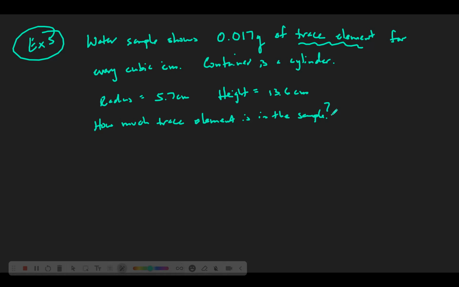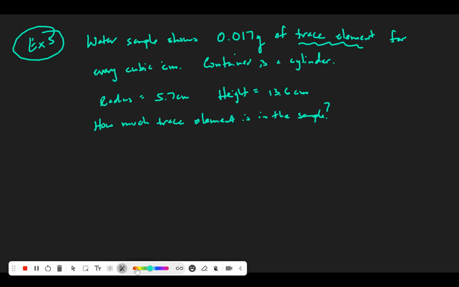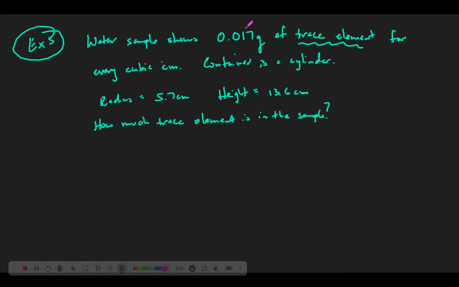And you might be saying to yourself, Mr. Java, why is this density? What are you talking about here? I see some centimeters, whatever. It's this idea right here: grams for every cubic centimeter. This 0.017 is the density. The density is 0.017 grams per centimeter cubed, mass per volume.